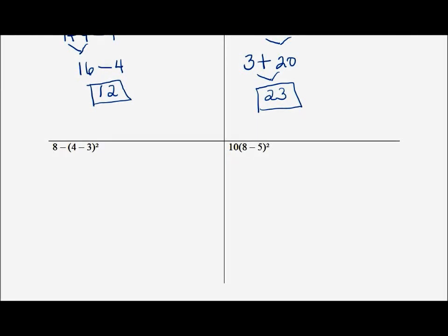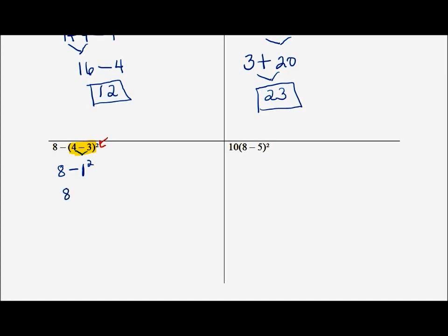Once again, I have some parentheses, so I have to start off with those grouping symbols. So I'll put 8 minus, now inside of the grouping symbols I have 4 minus 3, which is 1. And then don't forget, we have to evaluate that exponent. That's to the second power, 1 to the second power.